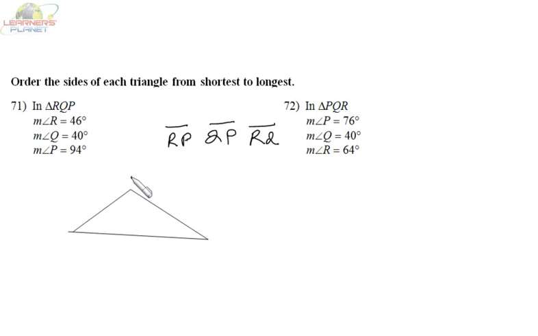Now in this question, it's triangle PQR. Angle P is 76 degrees, angle Q is 40 degrees, and angle R is 64 degrees. So which is the biggest angle? That is 76 degrees. That means the side opposite to it will be longest. So it's QR. Then it is 64 degrees. That means the side opposite to it will be smaller than QR. So it's PQ. And which will be the shortest side? It's PR. I hope you are getting my point.